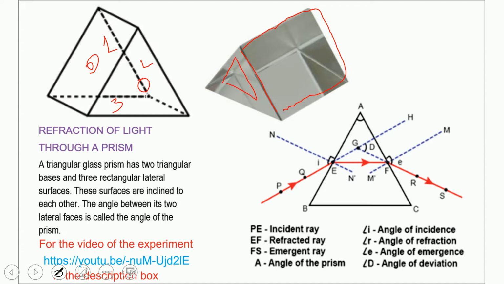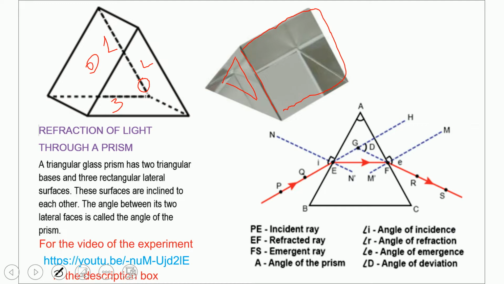Here it is a triangle, so it is not like that. Normally we show the prism as a triangle, but it is just a triangle in the drawing. Here the two bases are triangles, but the other three sides are rectangular in shape. So that is what a prism is about.